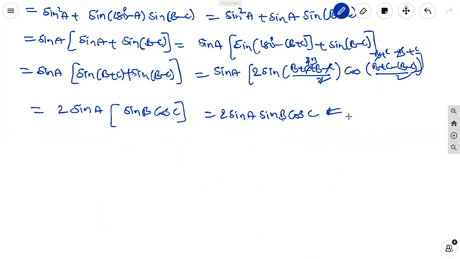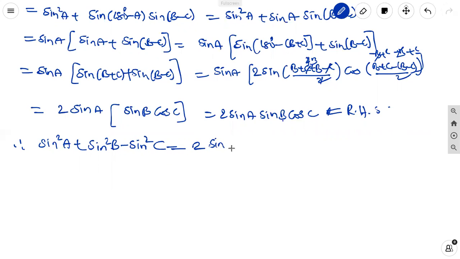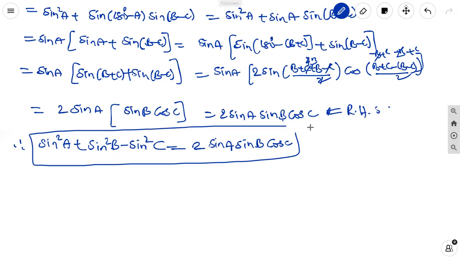Therefore, it is equal to RHS. Then we can write it as sin square A plus sin square B minus sin square C; LHS is equal to RHS, which is 2 sin A sin B cos C. It is the solution. Got it? Any doubt?